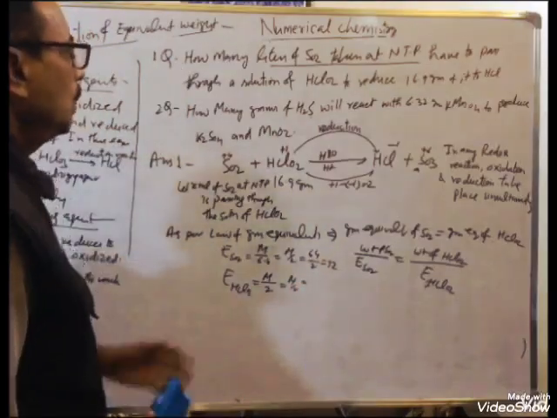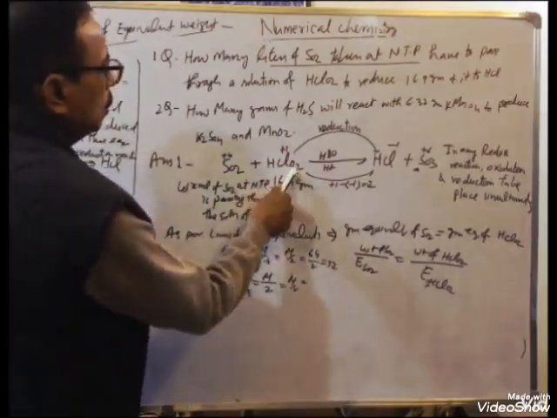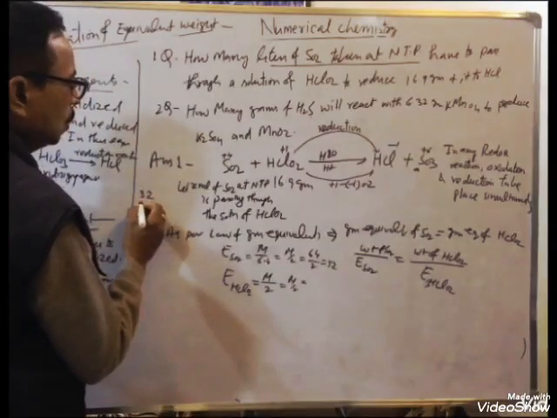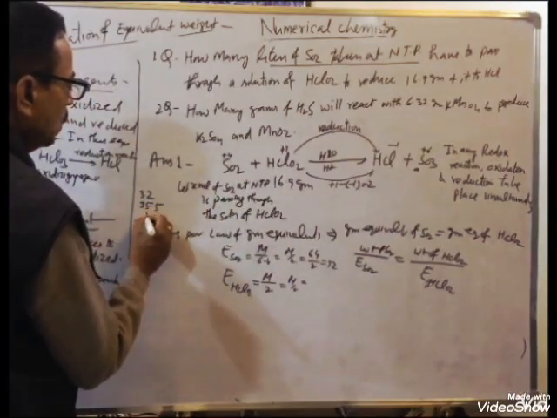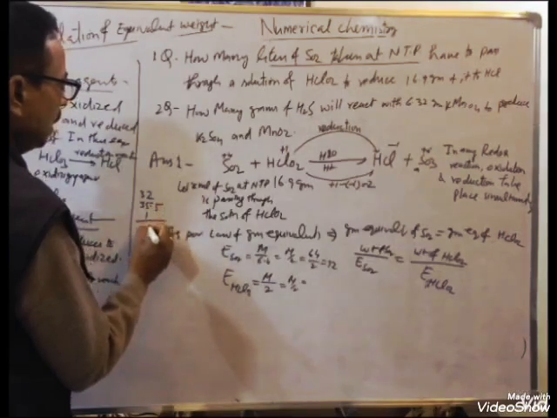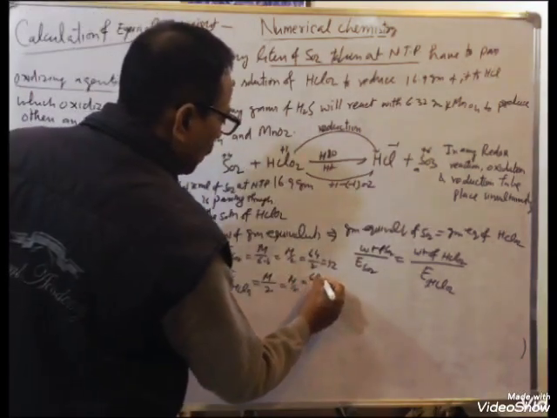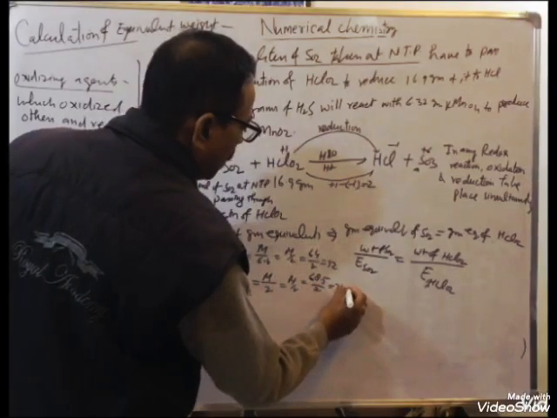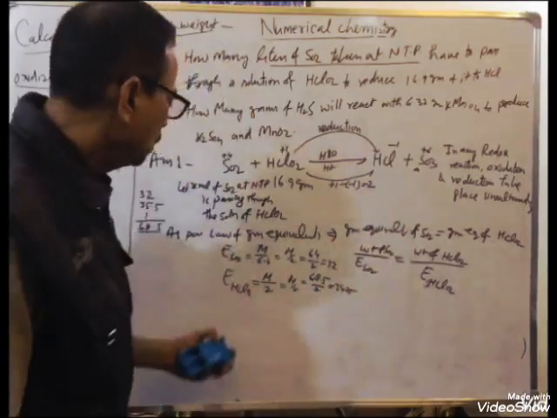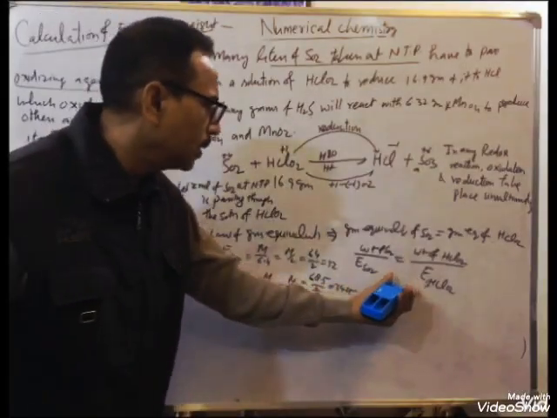The HClO2 molecular weight will be 32 plus chlorine 35.5 and hydrogen 1, that will be 68.5. So 68.5 divided by 2, that will be 34.25. So this is the equivalent weight of HClO2. Put these values in this equation.